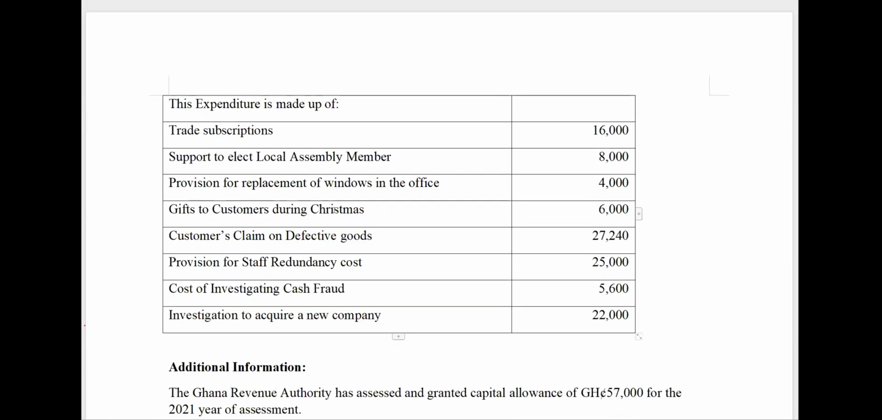Gift to customers during Christmas. It's allowed. Allow or disallow? Allow. You have to state your assumption. Customers claim on these defective goods. Customers sued you for defective goods. They want their money, like warranty costs. Provision for staff redundancy is a provision, right? Disallow. Cost of investigating cash fraud. Investigation to acquire a new company.